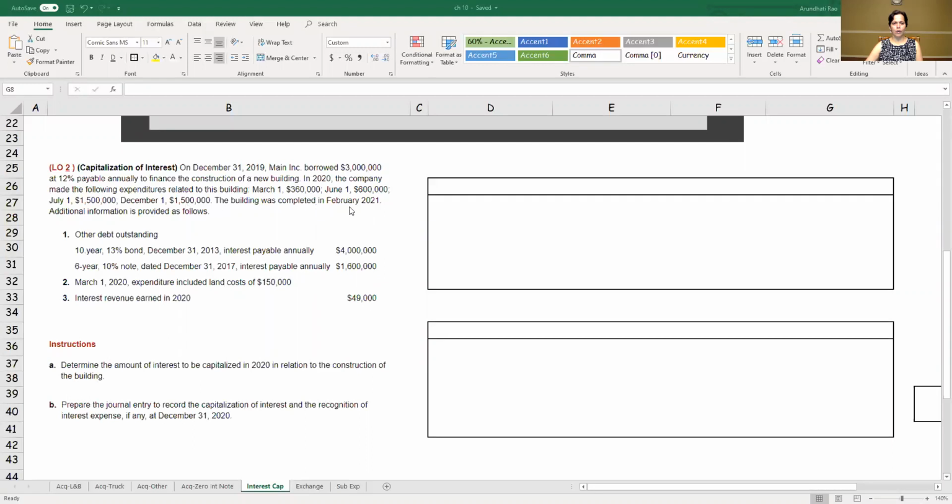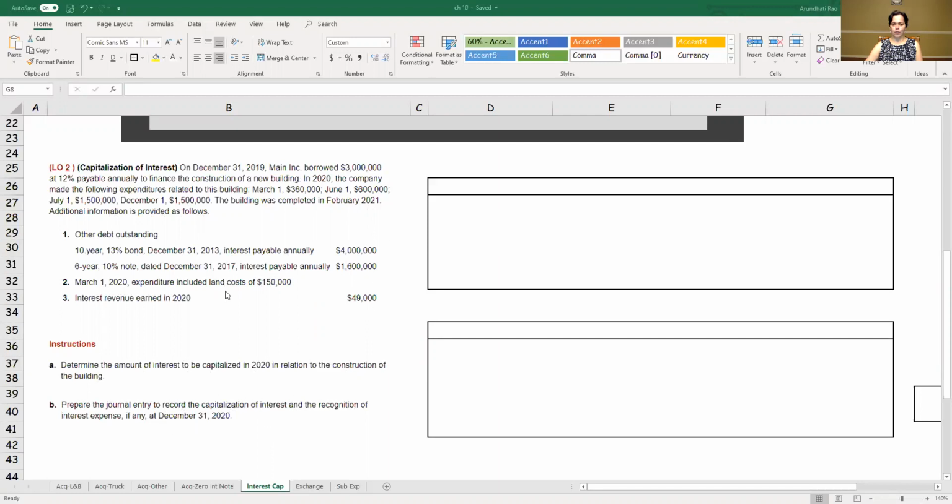The building was completed on Feb 2021. Additional information is provided as follows. They've given us that there are two general debts outstanding. One is $4 million and the other is $1.6 million. We incurred on March 1st, 2020, expenditures included land cost of $150,000. That has nothing to do with building, that's land. And interest revenue earned in 2020 is $49,000. So we've been asked to calculate how much of this interest should be capitalized to the cost of the construction of the building, and the journal entry that we would need.